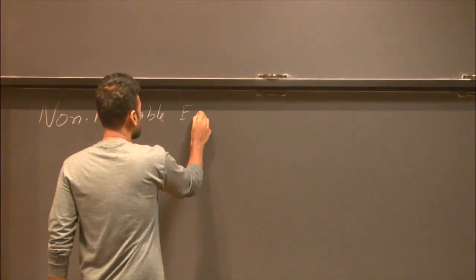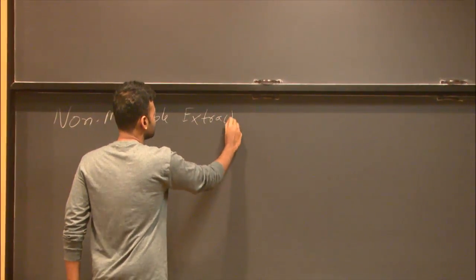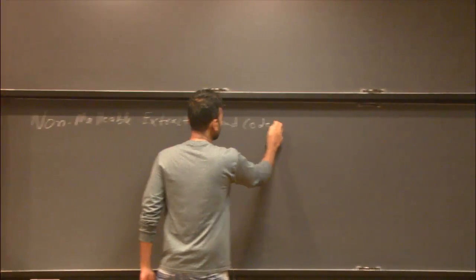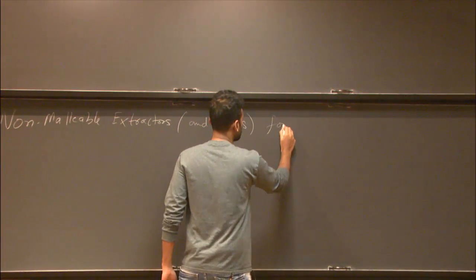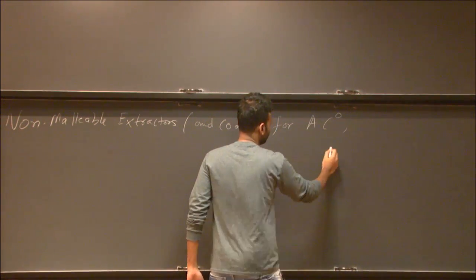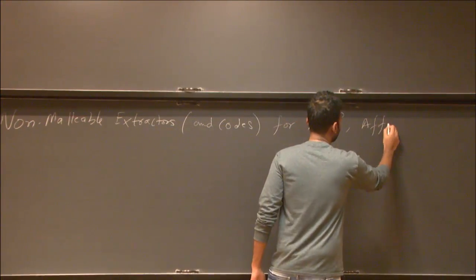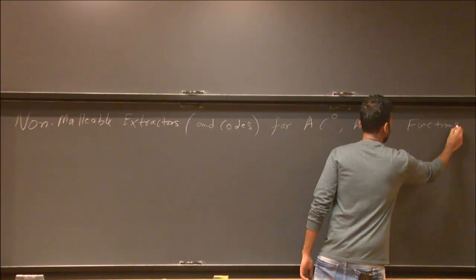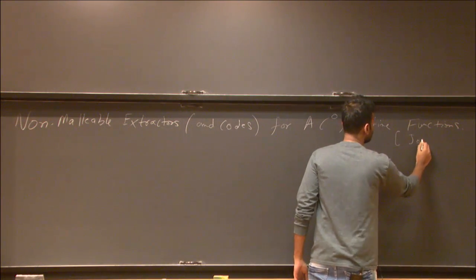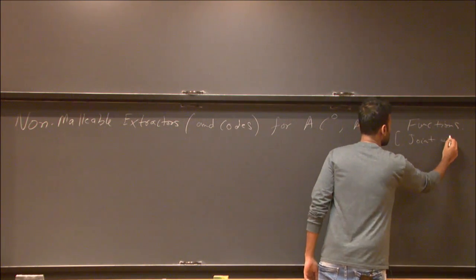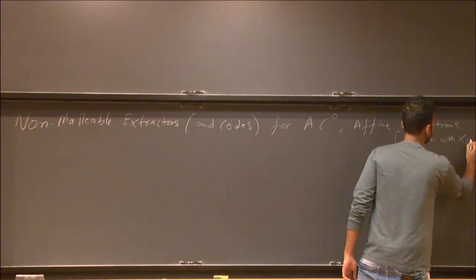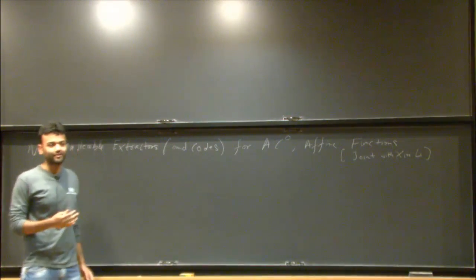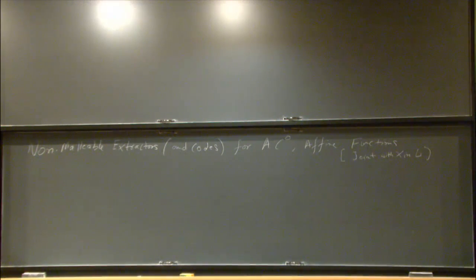Non-malleable extractors and codes for AC0 and affine functions, and this is joint work with Shenley. The paper is not out yet, but hopefully in a day or two we'll put it up.